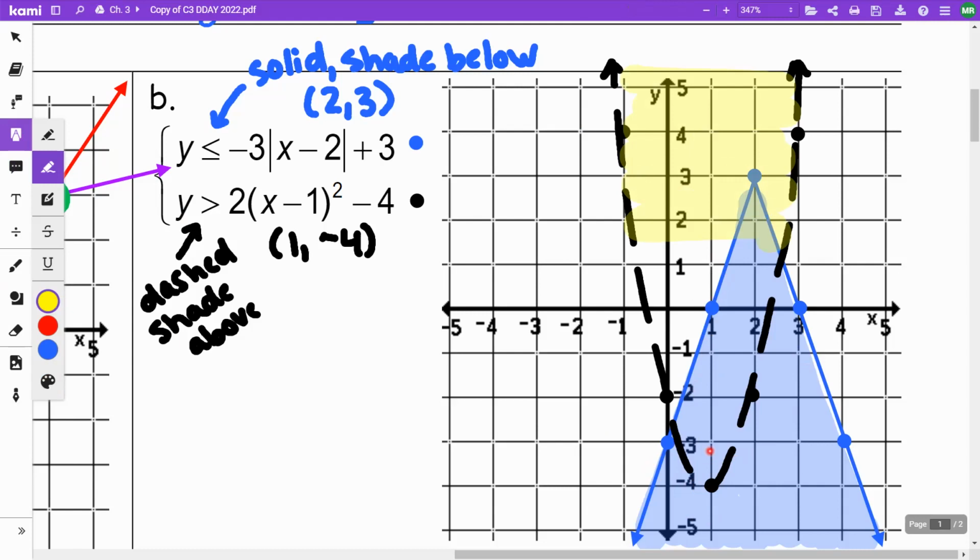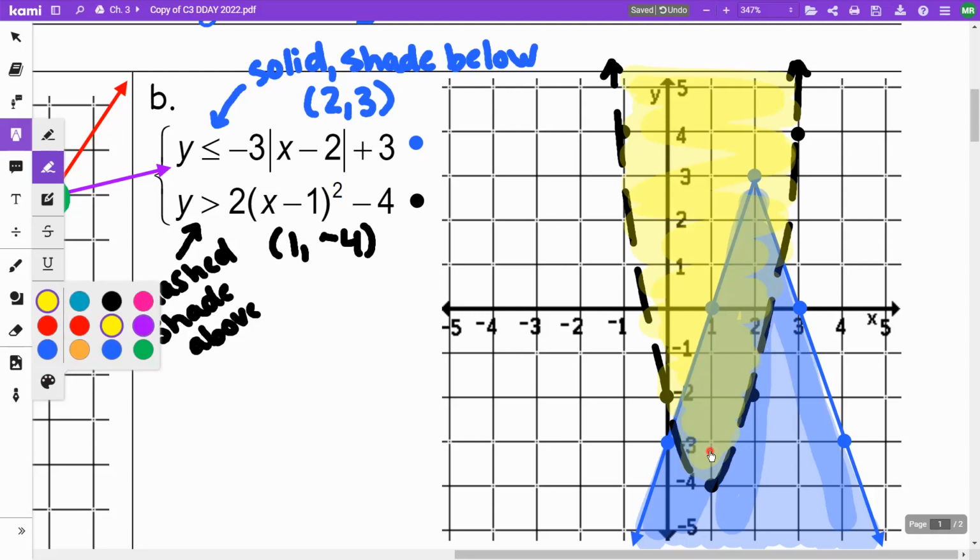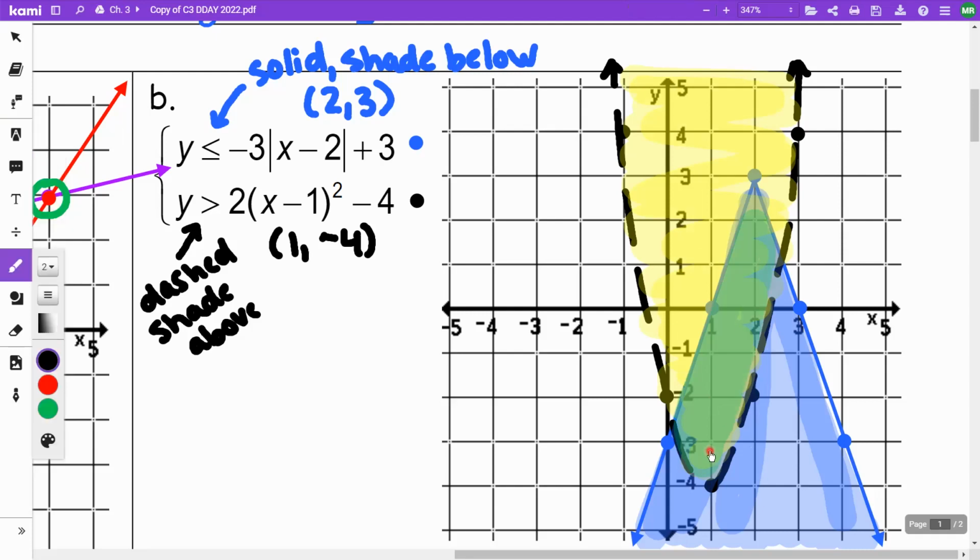And wherever I have both colors, that is going to be my solution. So the place that I had both colors, let me just re-emphasize, that was my blue. This is my yellow. So really, blue and yellow make green. So I'm really looking in this region right here. That region is really where my solution is.